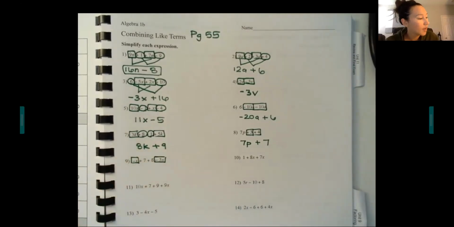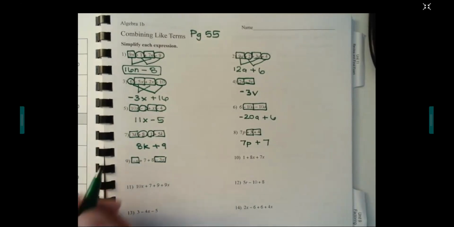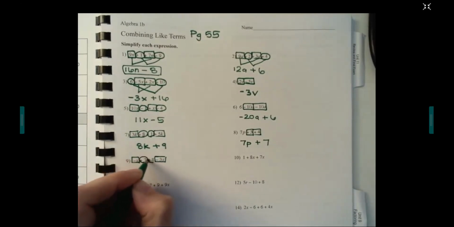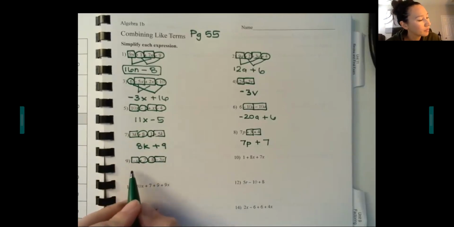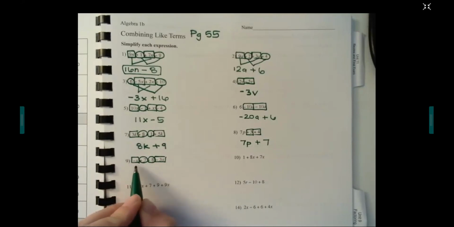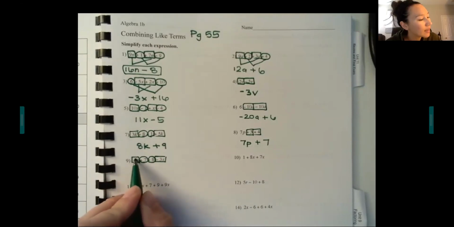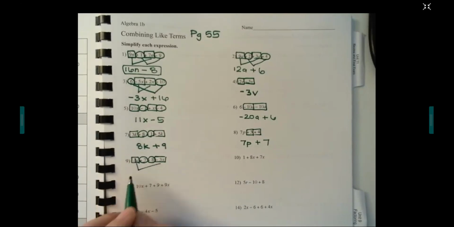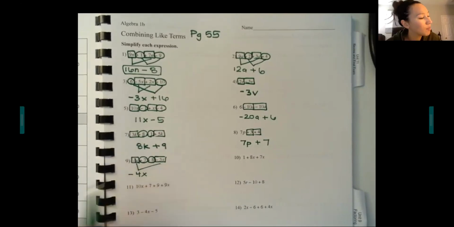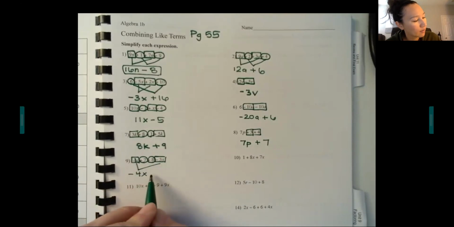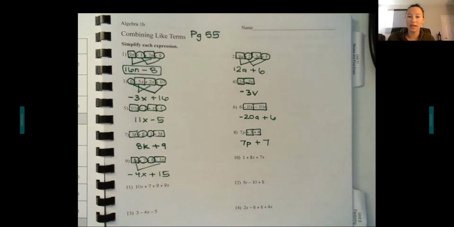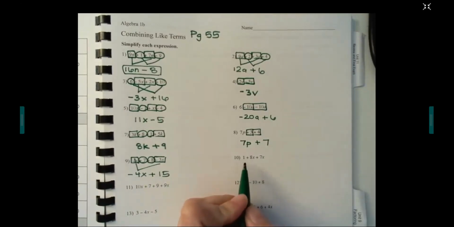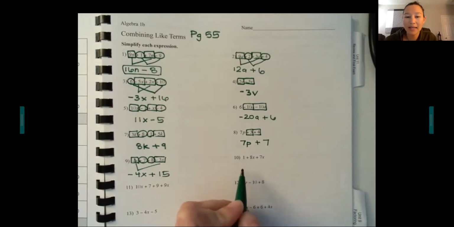Good. And then I circled the 7 and 8. Good. So when we combine our x's, what did you get? 3x. So if we have the negative x, that's a negative, sorry, 4x. So it would be negative 4x. Good. And then 7 plus 8. 15. Very good. Negative 4x plus 15. Good. Thank you, Jaden. Okay, Kaleni, number 10.